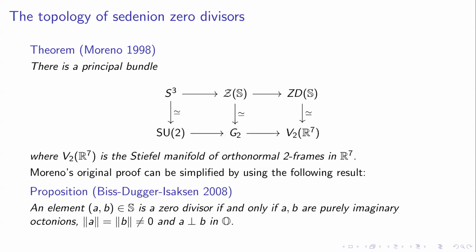So the proof of Moreno is not so easy to understand, at least to me, but later we can do a simpler proof using this result that will be important later. An element in the sedenions is a zero divisor if and only if the following holds. If we think of a zero divisor as a pair of two octonions, then the two elements have to be imaginary of the same norm, and they have to be orthogonal inside the octonion algebra.